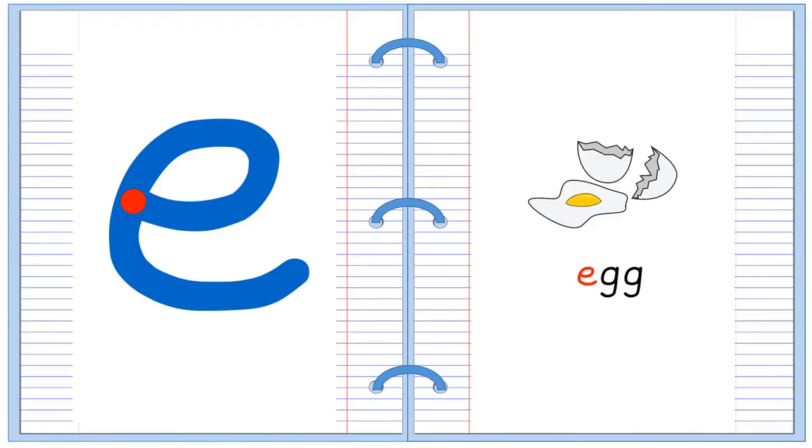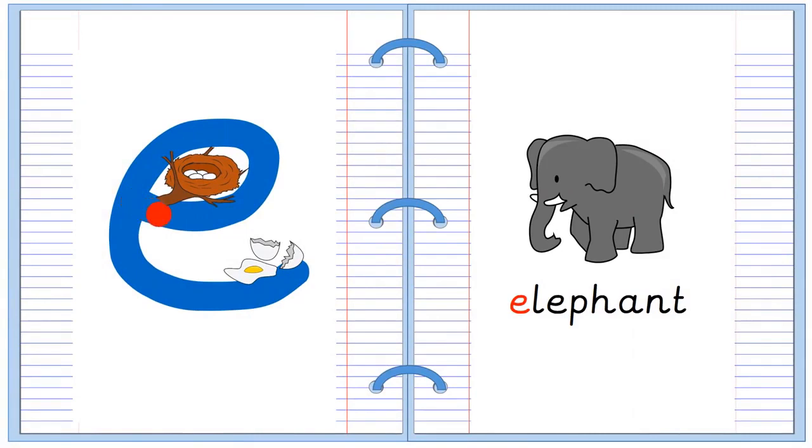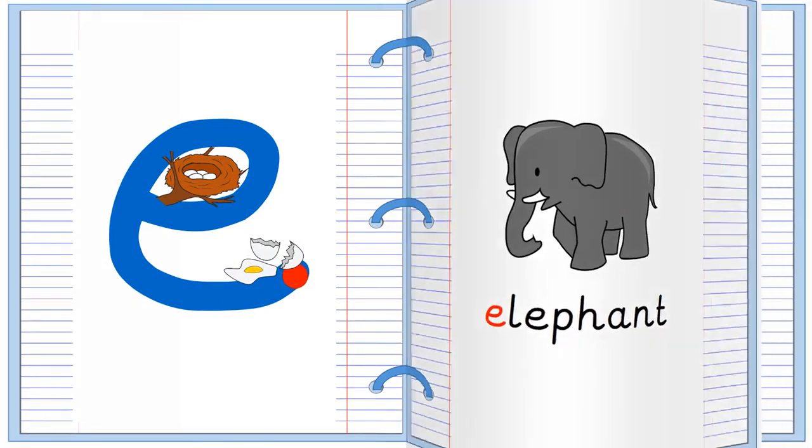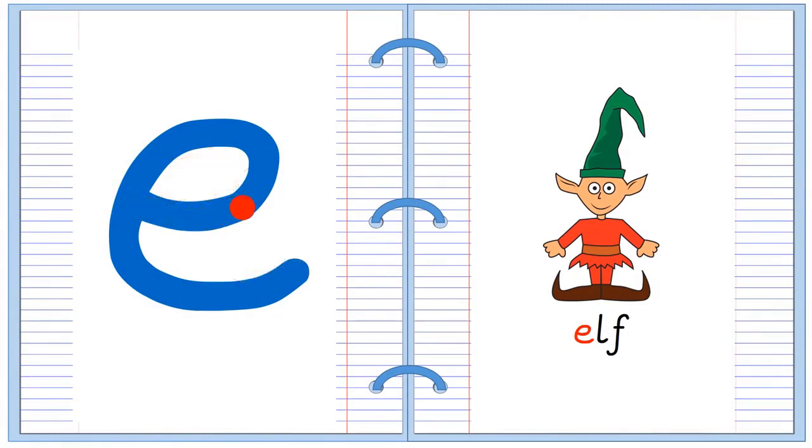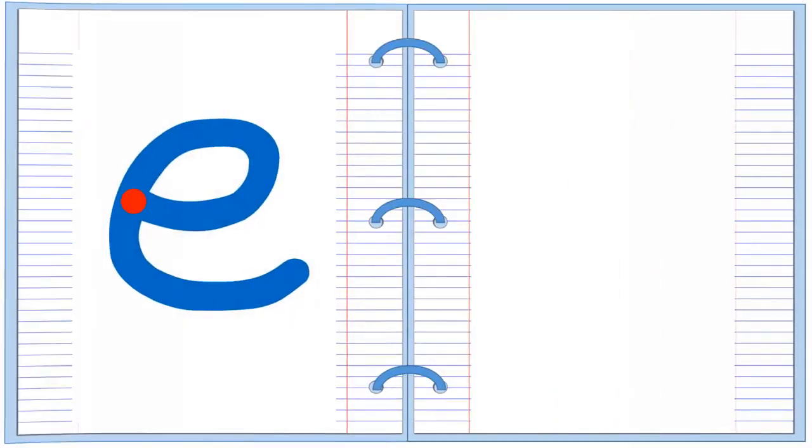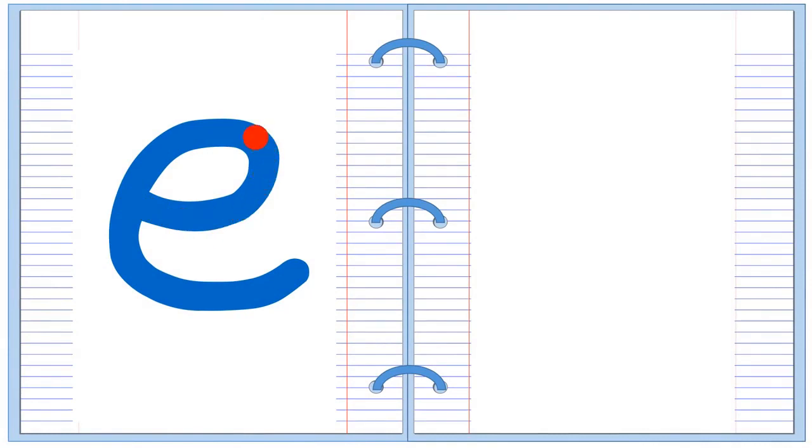Now let's see how we can write. Around the nest, then down to the broken egg. Egg. Elephant. Round and up and down and stop. Elf. Round and up and down and stop.